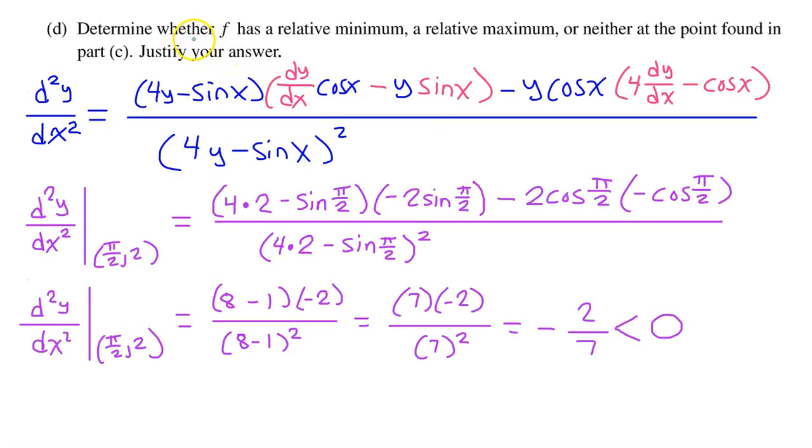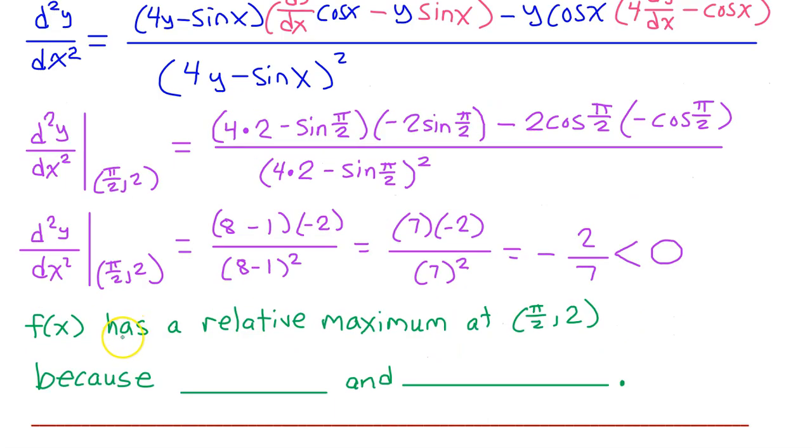Notice they have named the curve f. So be specific. Don't say the curve or the equation. Say f. f of x has a relative maximum at pi over 2, comma 2 because blank and blank. I always put these blanks in here for a moment to emphasize to you that the second derivative test always has these two parts to it.